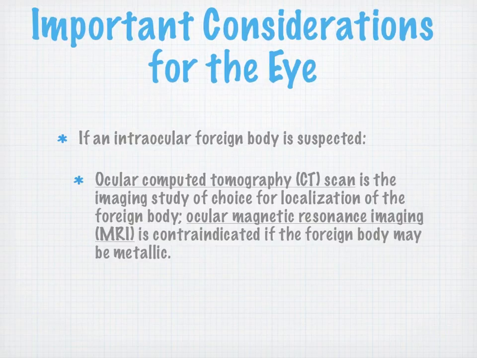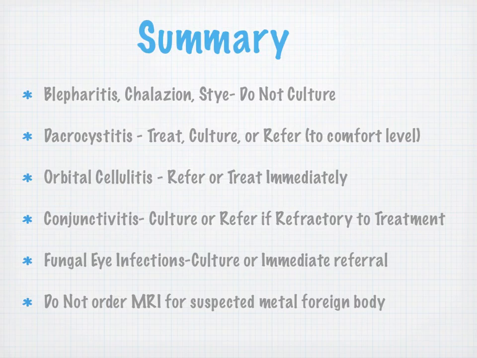Okay, important considerations for the eye. If an intraocular foreign body is suspected, and I've said this a little bit earlier, a CT scan is the study of choice for the localization of the foreign body. And ocular magnetic resonance imaging is contraindicated if you think the foreign body may be metallic.